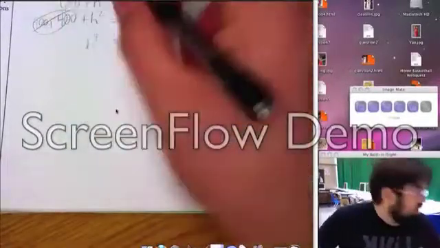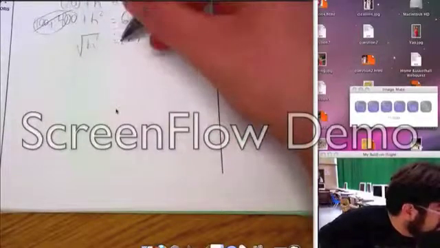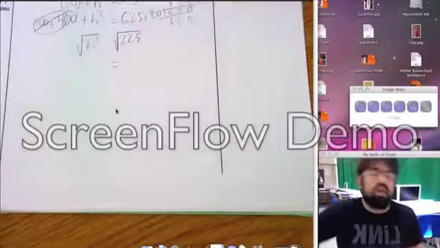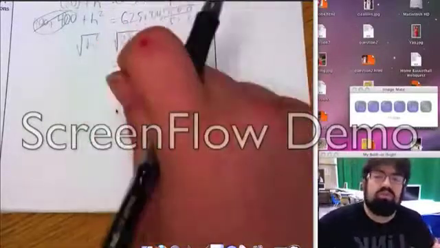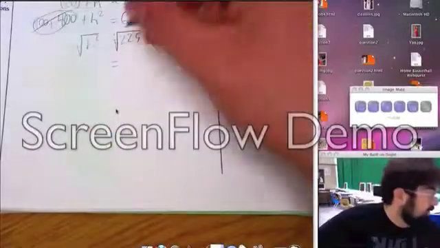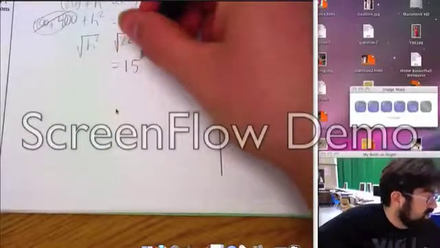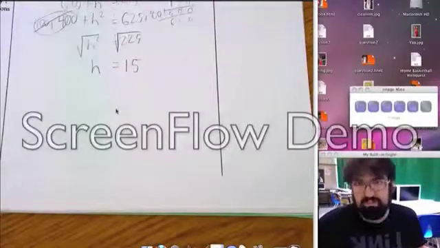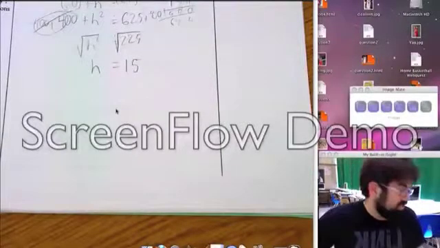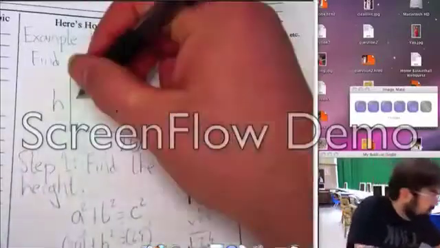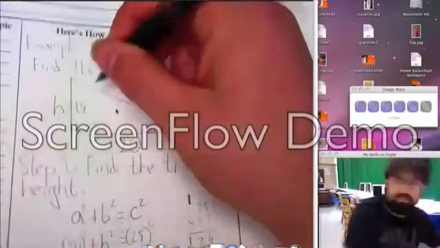Opposite of a square is the square root. If you can't remember in your notes, this is pretty important. The square root of 225 is 15. H equals 15. Okay, so that's the height. That's step 1. So I'm going to come back up to my picture and say that equals 15.